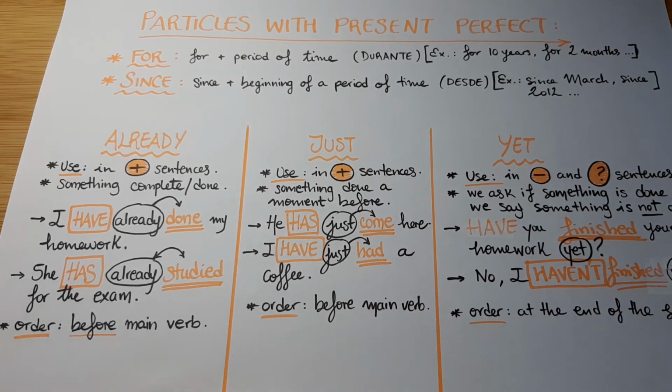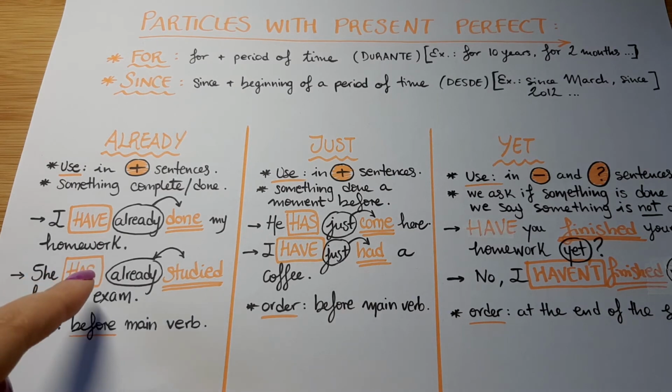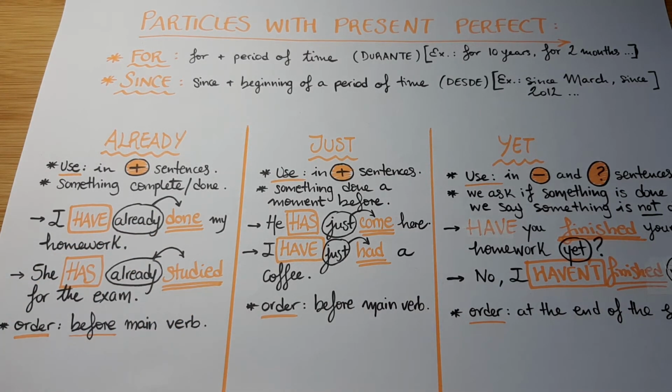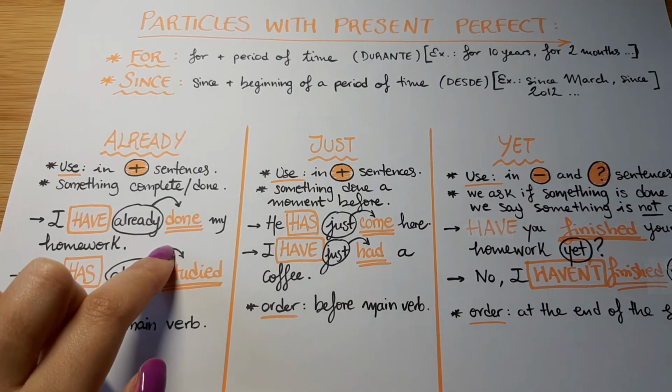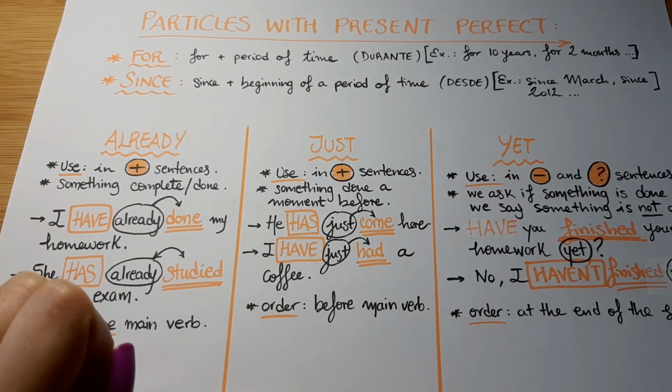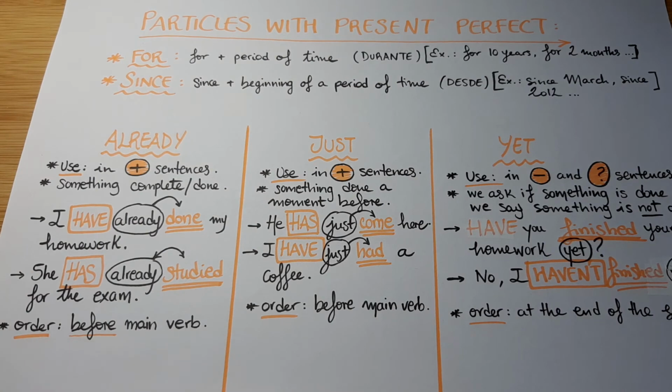As you can see, the order of already in the sentence is always the same, already before the main verb, okay? So we would have the auxiliary verb, then the particle, and then the main verb. So it is always in between.